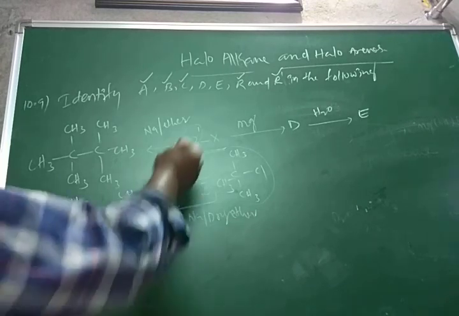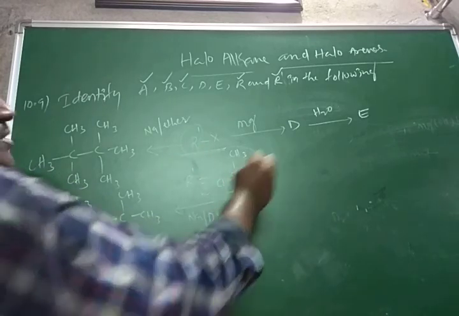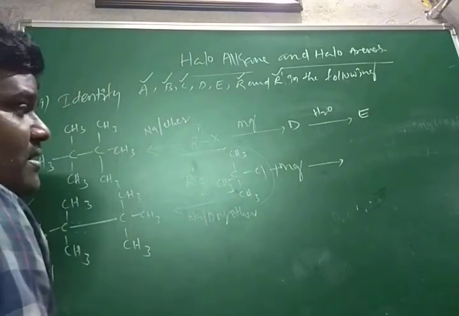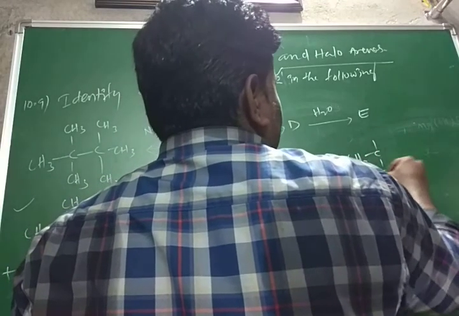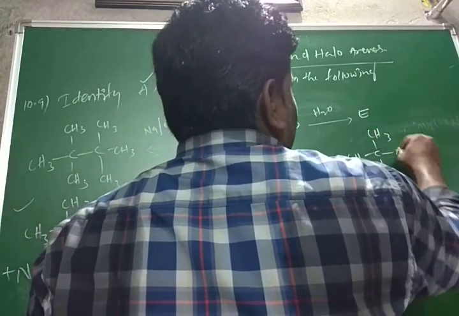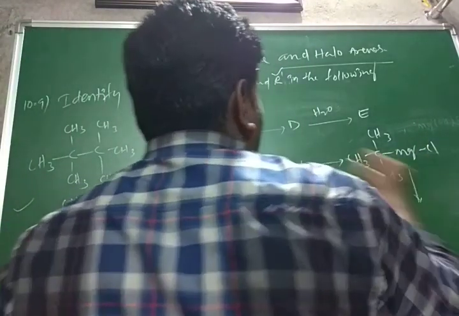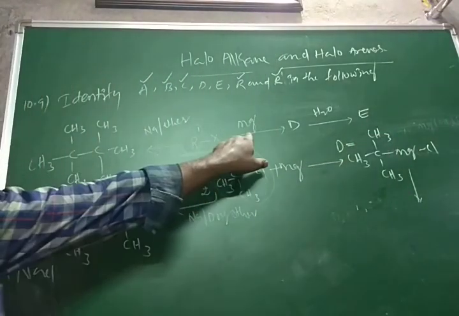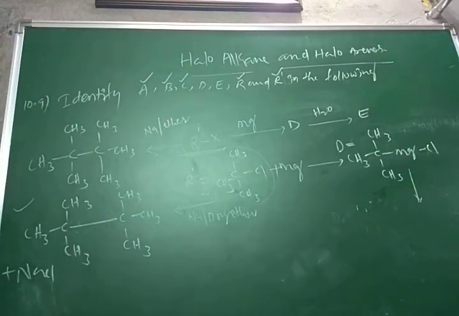When this alkyl halide is treated with magnesium, R dash is this compound, so it reacts with magnesium and forms an alkyl magnesium halide, an organometallic compound, (CH3)3C MgCl. Magnesium chloride compound is formed. On hydrolysis of this product, D is formed. This is the product of D. D is (CH3)3C MgCl, tertiary butyl magnesium chloride.